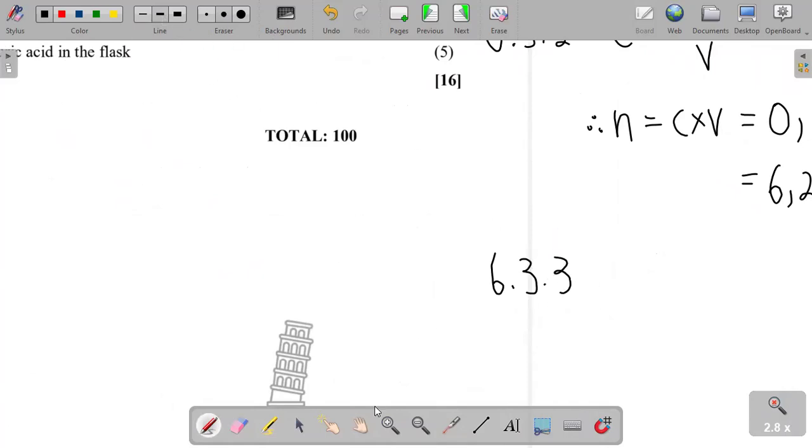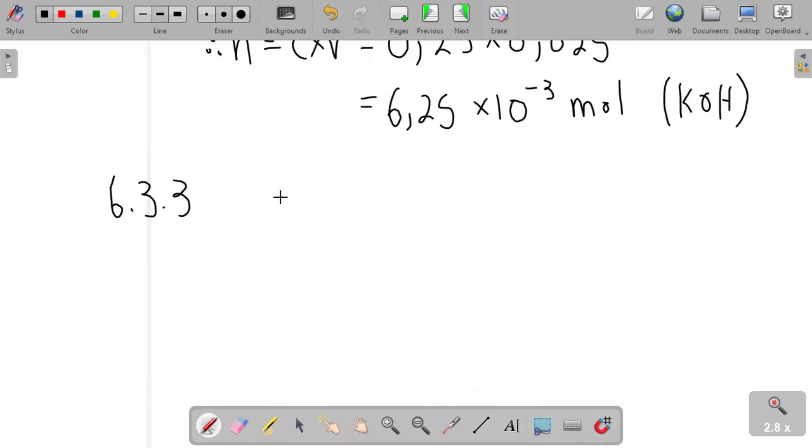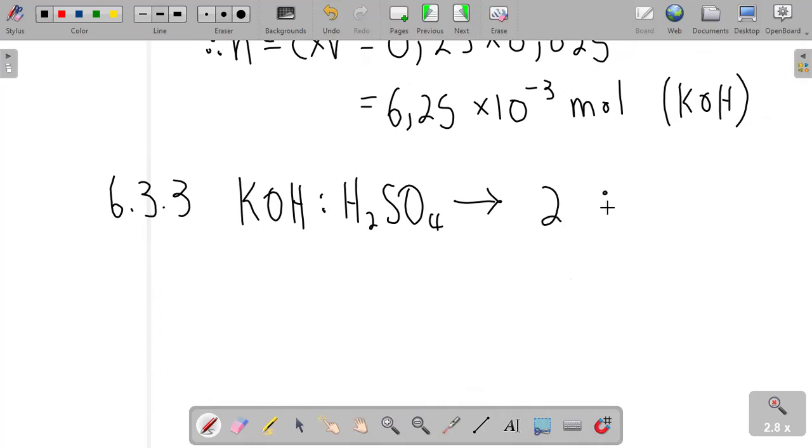This is 6.3.3. So we can see from the equation that when we look at, we have to look at the ratio, isn't it? The ratio of the two things, which is 2 is to 1. You see? According to the balanced equation, the balanced equation gives us the coefficients. So we take the two coefficients of the chemical formula here, okay?